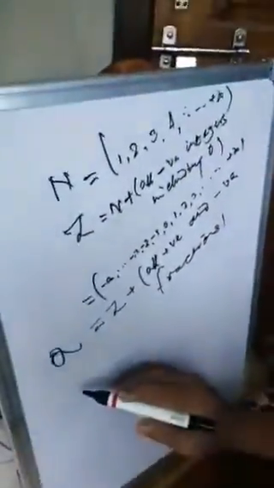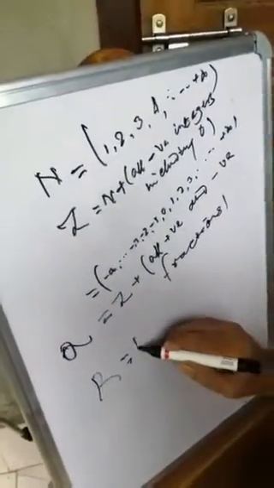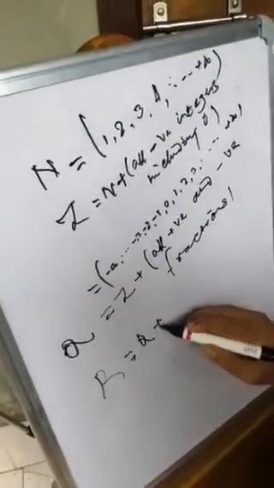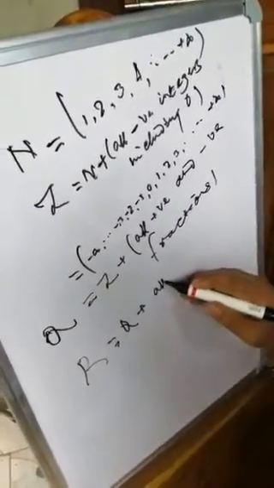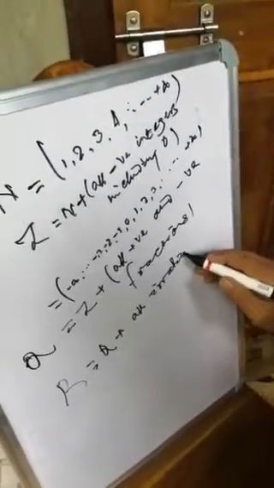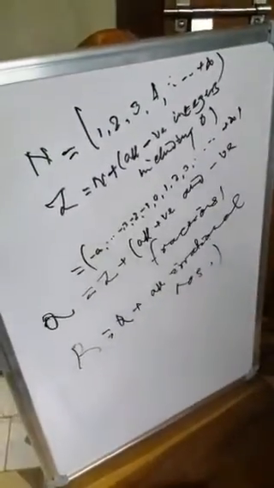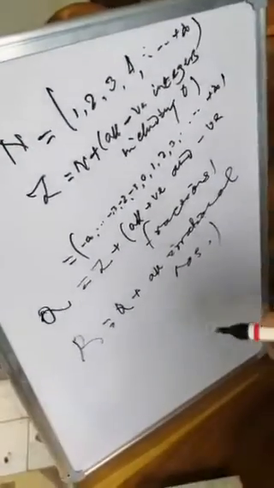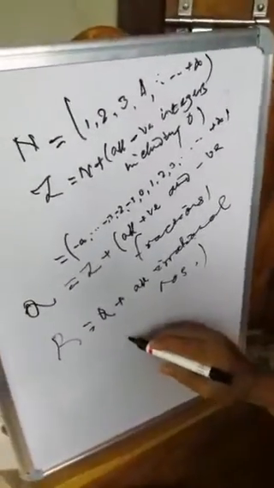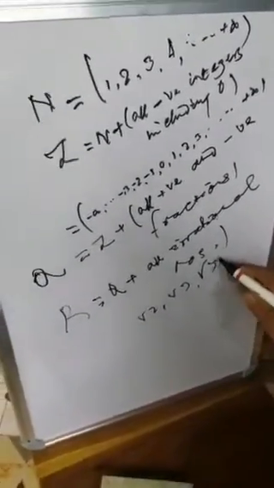Then the last but not the least is the R set, which is equal to the Q set plus all irrational numbers. The R set is equal to the Q set plus all irrational numbers, such as root 2, root 3, root 5, etc.